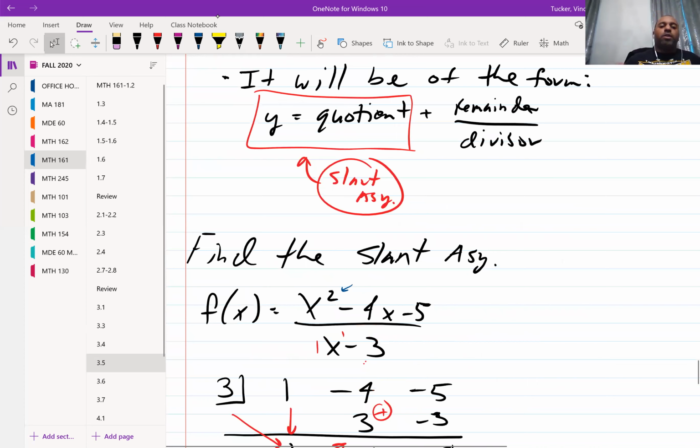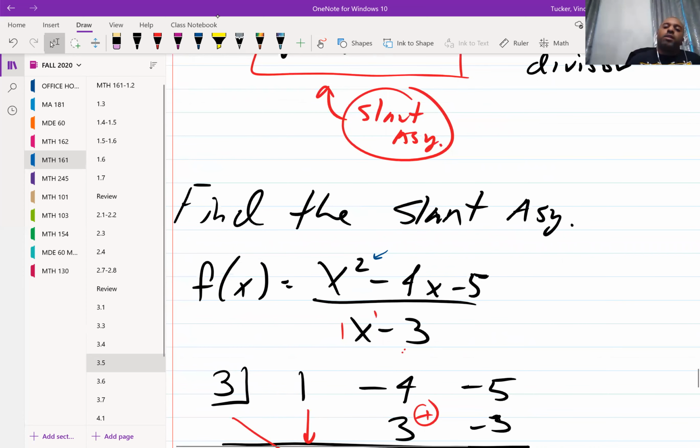All right. So here, let's look at one. We have find the slant asymptote. They give us x squared minus 4x minus 5 over x minus 3. And because of the way this is set up, we can use synthetic division.